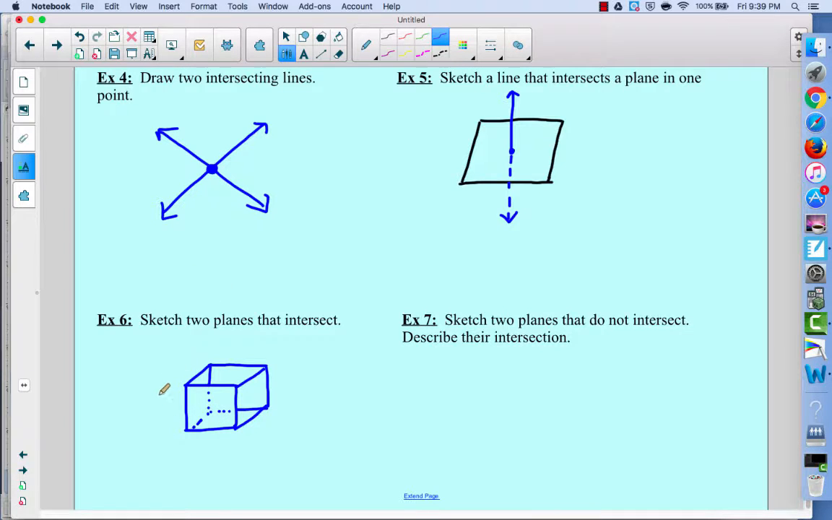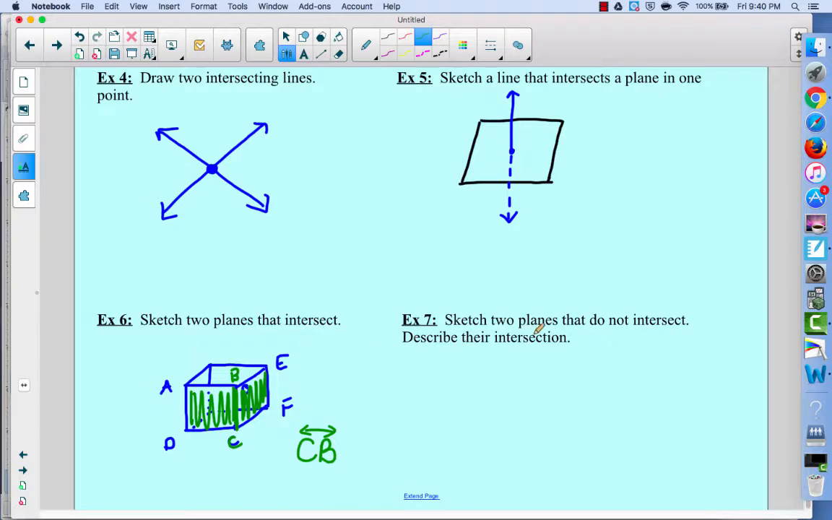So, two planes that intersect. I'm just going to label A, B, C, D, E, and F. I'm hoping that you can see that if this is a plane here, the front of the box, and this is a plane here, the side of the box, then they intersect right here, at point B and point C. But since this is a representation of a plane, and planes actually go on forever, their intersection is actually a line, and they intersect in line CB.